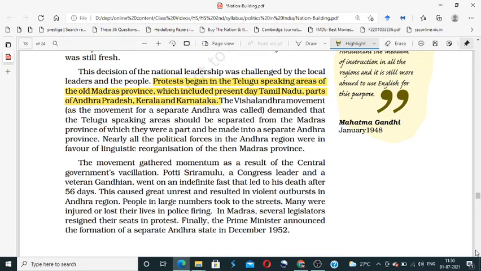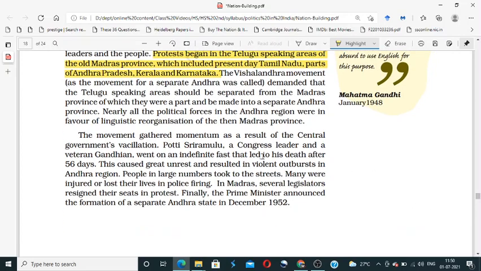This movement gained momentum, and one very senior Congress leader of that region, Potti Sriramulu, a veteran Gandhian, went on an indefinite fast, without eating, without drinking. He died after 56 days. This caused great unrest throughout the region. There were fights in the streets, government property was vandalized and destroyed, and finally the Prime Minister of India announced the formation of the state of Andhra Pradesh, the first state based on language, the first linguistic state of India, in December 1952.